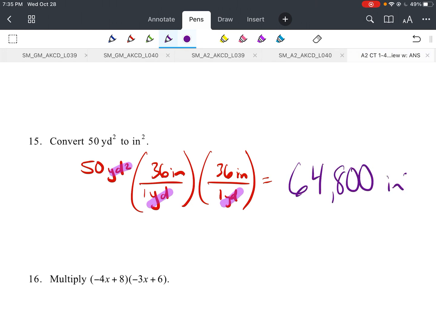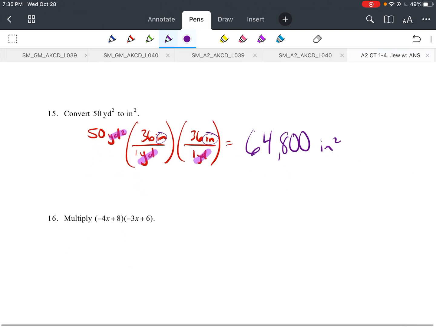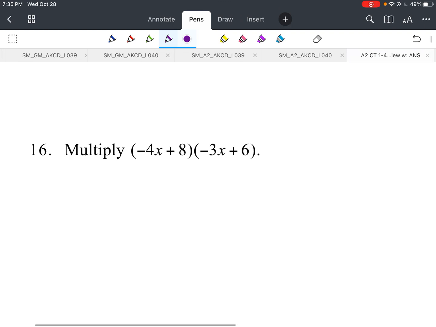And it'd be inches squared because I got inches here and inches there. Okay, so kind of a good trick you can use for converting. All right, easy one here, number 16. We're going to FOIL.